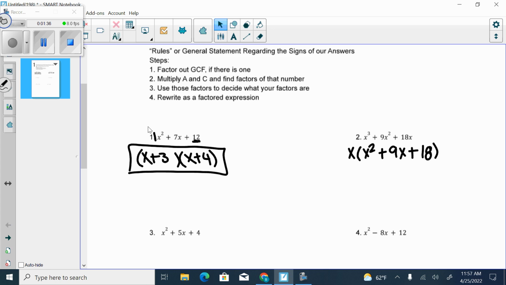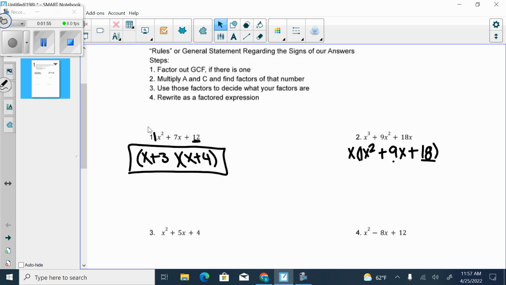Okay, so again, this is a 1 here. So when I multiply 1 and 18, it is just 18. So I'm just looking at the 18. What would multiply to give us 18 and add to give us 9? 6 and 3, very good.